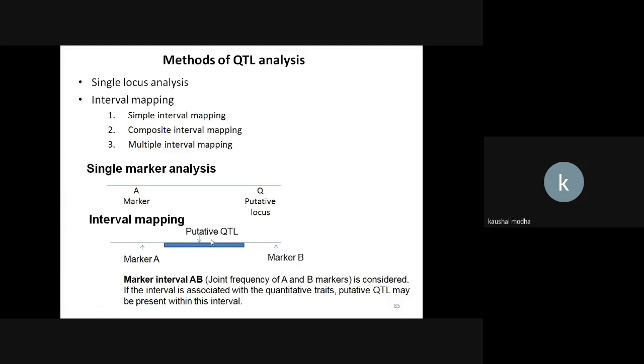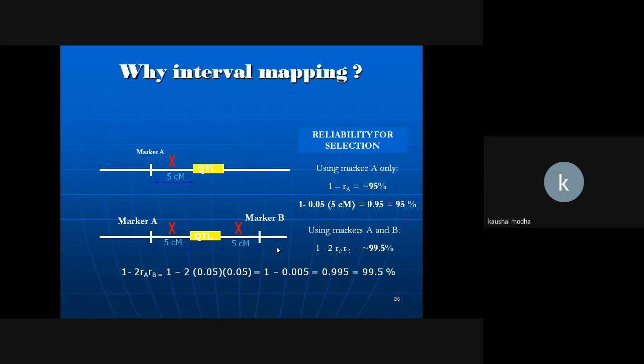In interval mapping, we get a more precise estimation of the association of this locus with the QTL, if it is present and contributing to that quantitative trait, because two markers are considered at a time rather than a single marker. So there is an advantage of considering two flanking markers as compared to a single marker. And that could be understood by this particular slide.